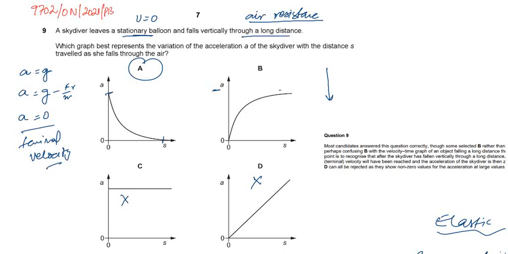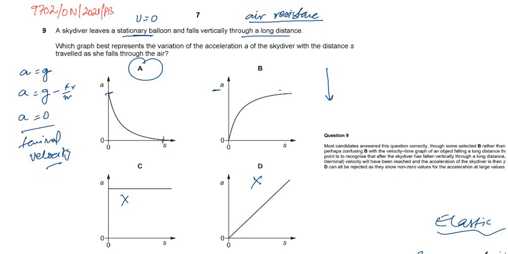So if we see D, which is constantly increasing with distance, it is incorrect. Acceleration constant throughout the distance is also incorrect. If the acceleration becomes a constant value, it is not zero, right? It is a constant value, right? That is also incorrect, because it becomes zero.